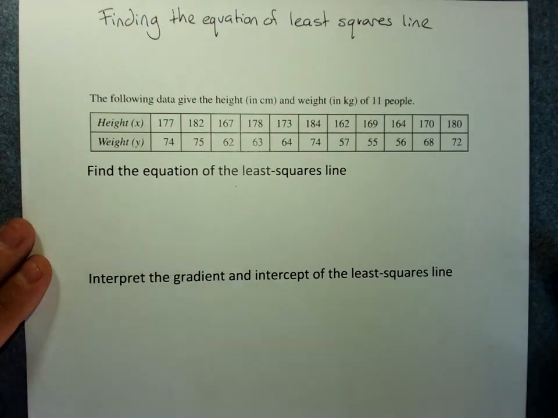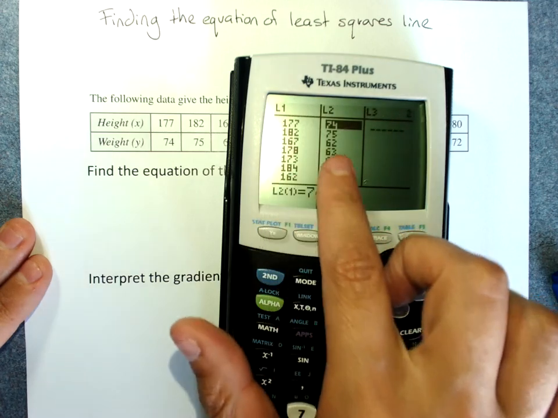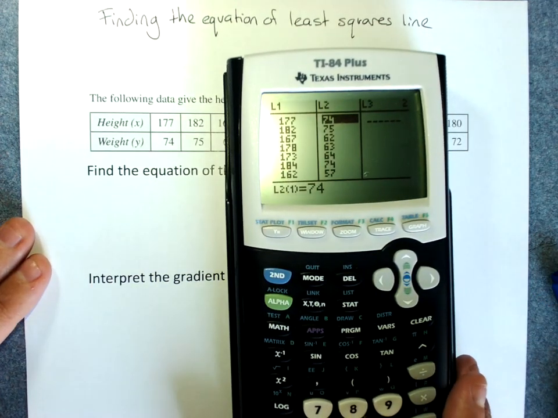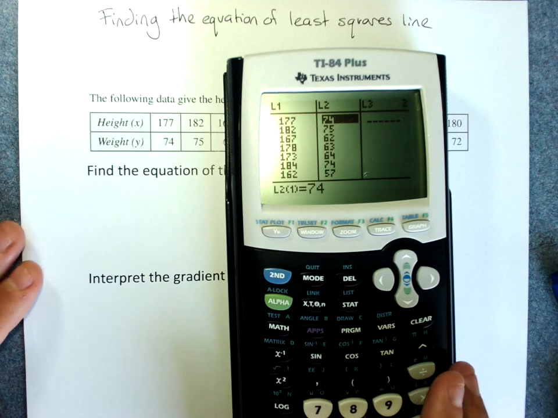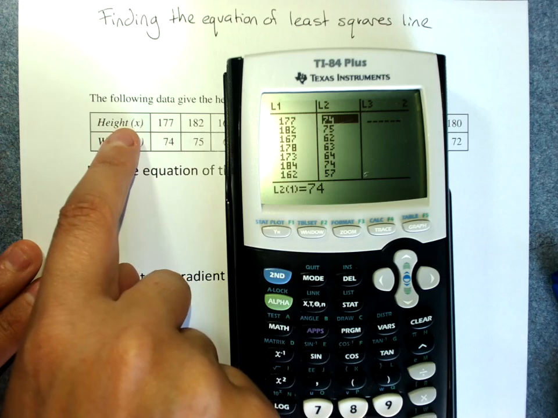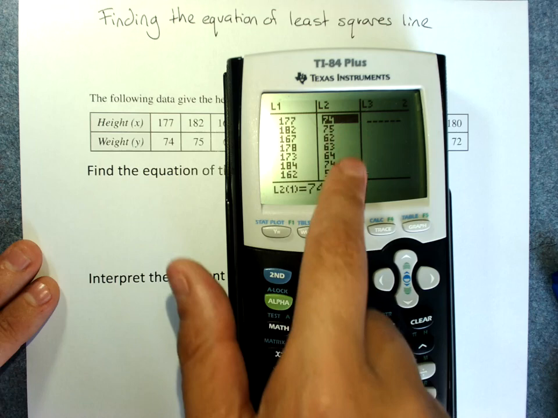You should already know how to get your data into your graphics calculator, so I've done it here. If you don't remember how, do check in with me or watch a previous video. Remember, of course, that your x, your explanatory variable, is always in L1. Your response variable is always in L2.